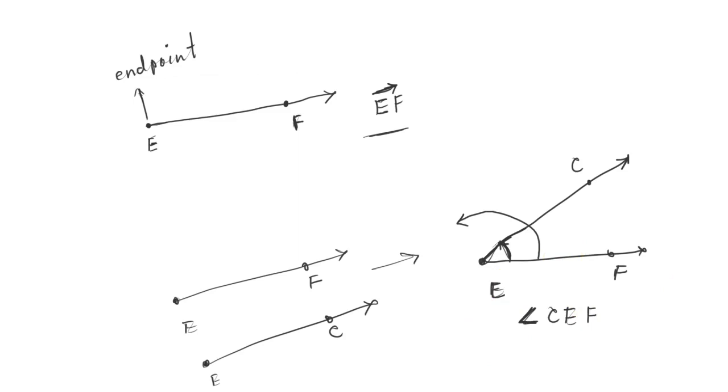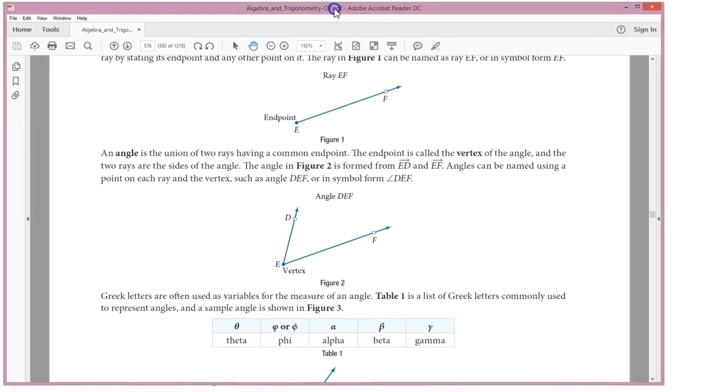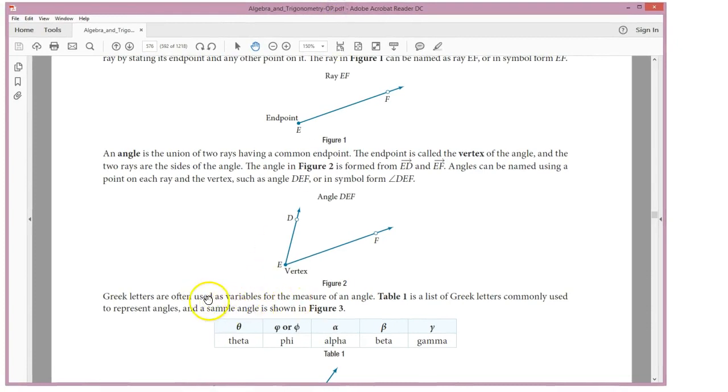Of course, Greek letters are also often used as angle names, or as variables for the measure of an angle. You need to pay attention to this. It's kind of ambiguous because some people use these as the name of the angle. Here it's been stated that these variables are used for the measure of an angle, so we take this to be true.